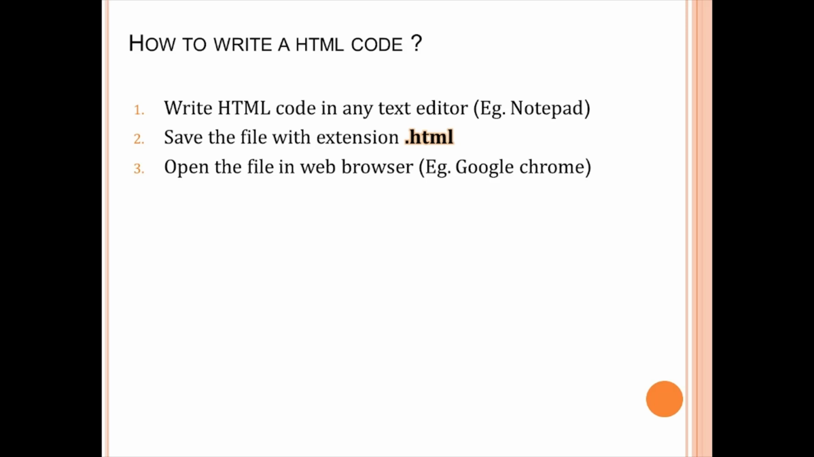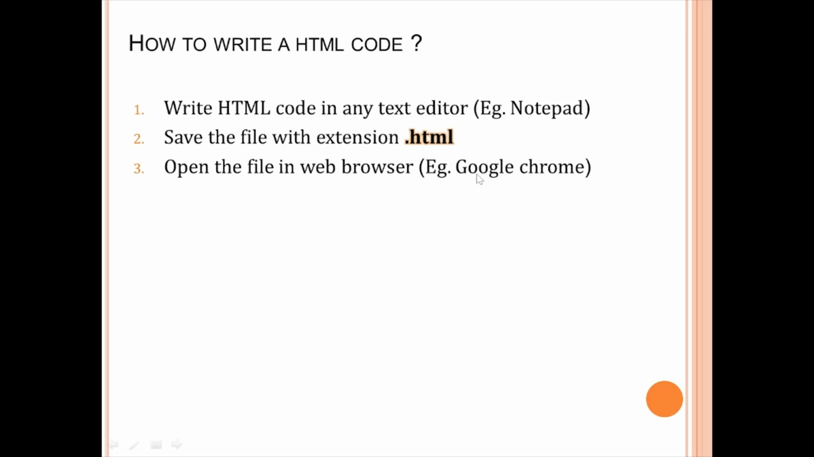Next, how to write HTML code. The requirements for creating a web page are very few. All you need is a text editor. First of all, you need one text editor. You have to write the code in any text editor, for example Notepad, and then save the file with the extension .html. After writing the HTML code, you have to save that file. While saving, you have to keep in mind to save that file with the extension .html.